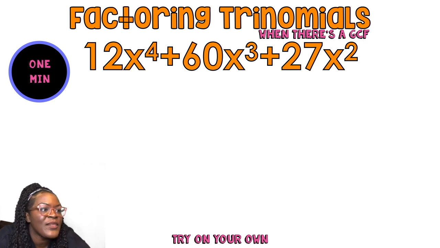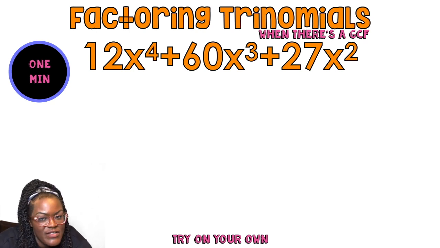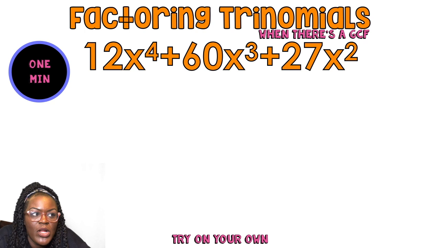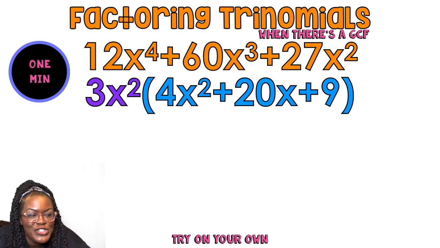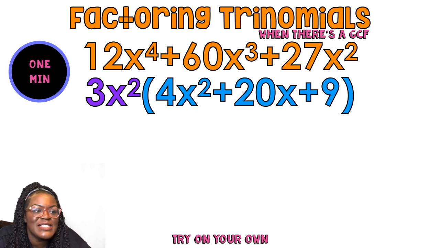Time. Okay, is it a number? Is it a variable? Or is it a number and a variable? Well, 12, 60, and 27 have what in common? A 3, good. x to the 4th, x cubed, and x squared all have what in common? x squared. I bet you just said x, didn't you? Be better. You're getting better though. We're just learning. So 4x squared plus 20x plus 9.